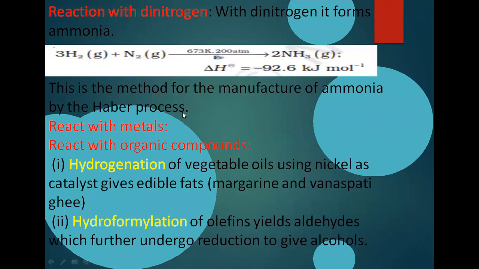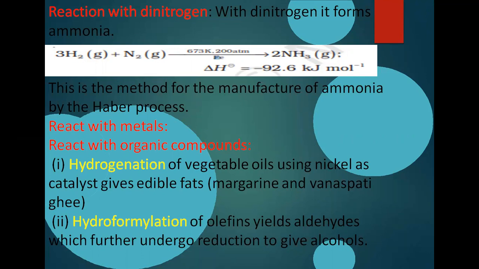And next, the last point we have discussed, the reaction with dinitrogen. It reacts with dinitrogen and forms ammonia. For example, 3H2 + N2 gives 2NH3 under specific conditions, that is 673 Kelvin temperature and 200 atmospheric pressure, and a specific catalyst, that is iron. And there is a liberation of heat because this is also an exothermic reaction. This is the process adopted by Haber to produce ammonia.